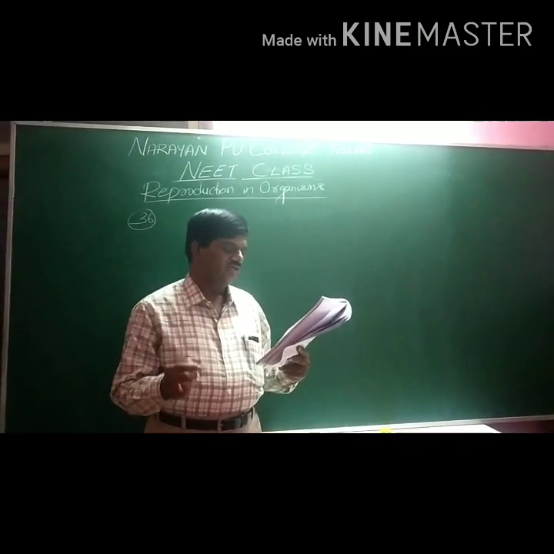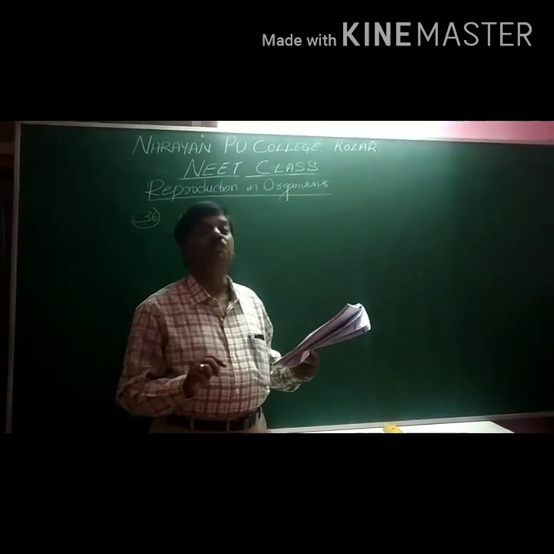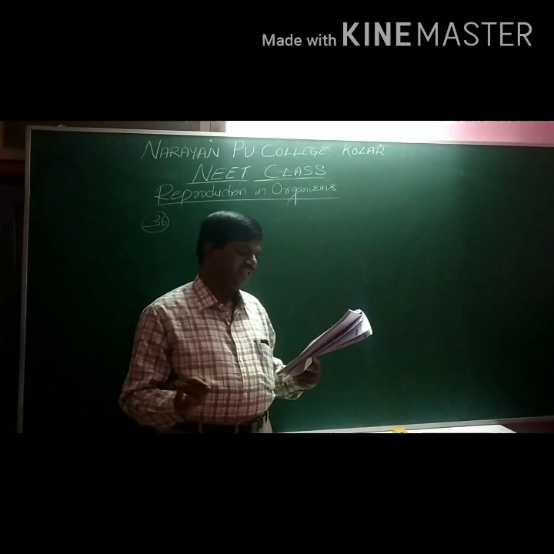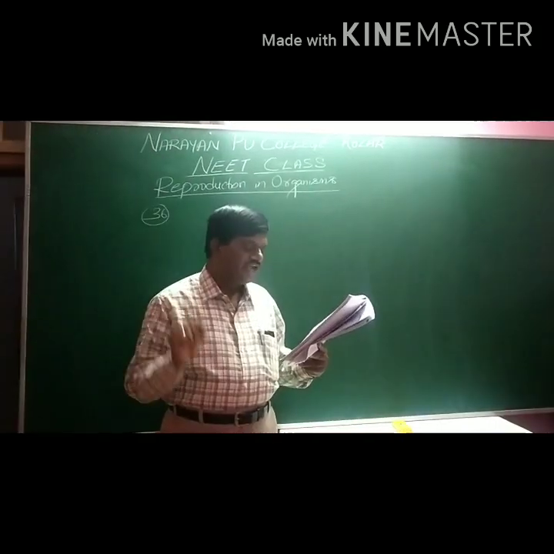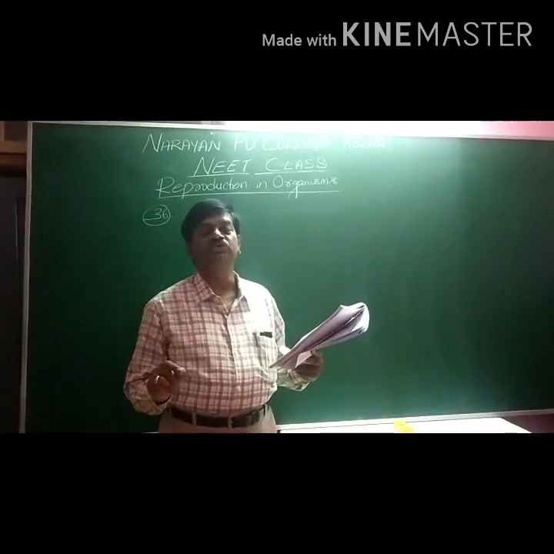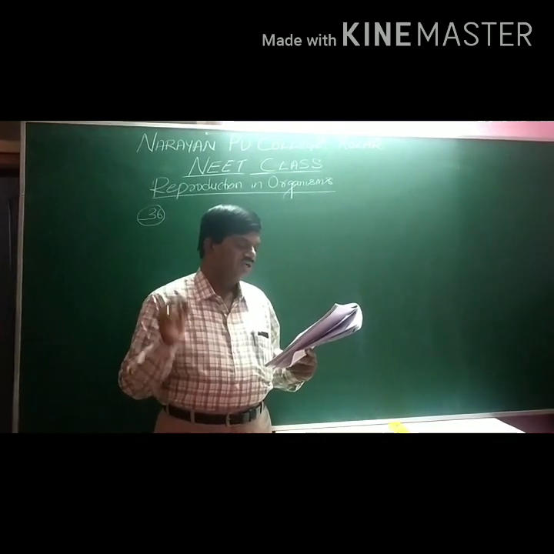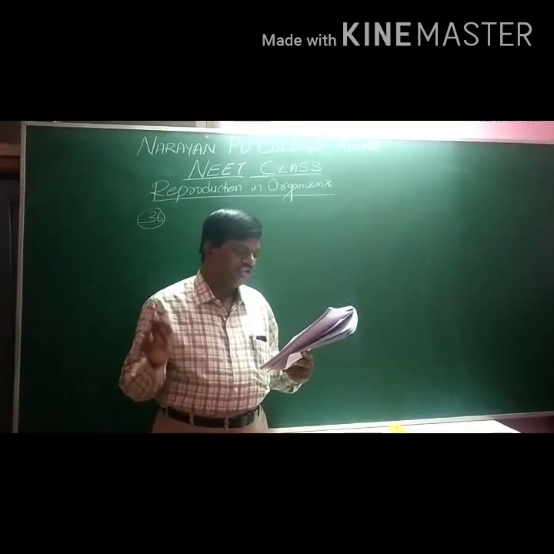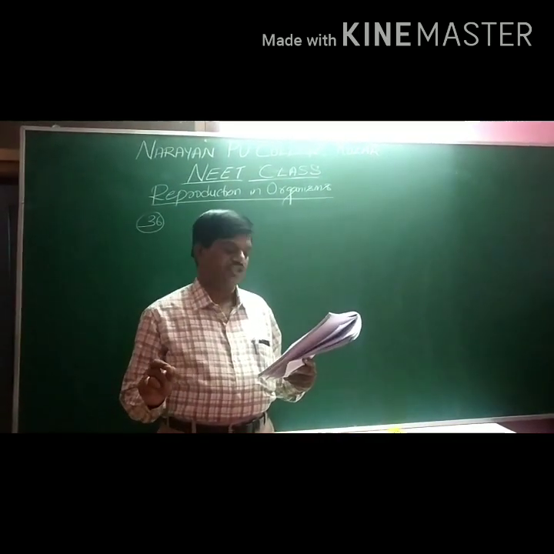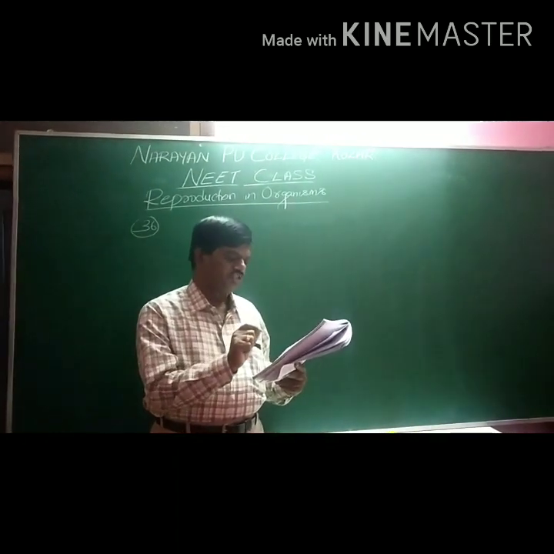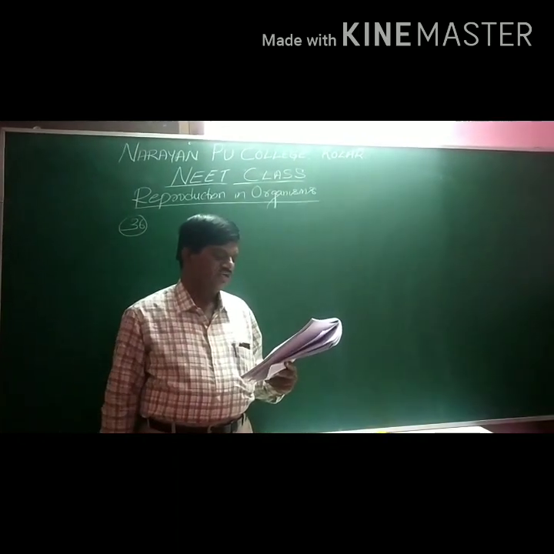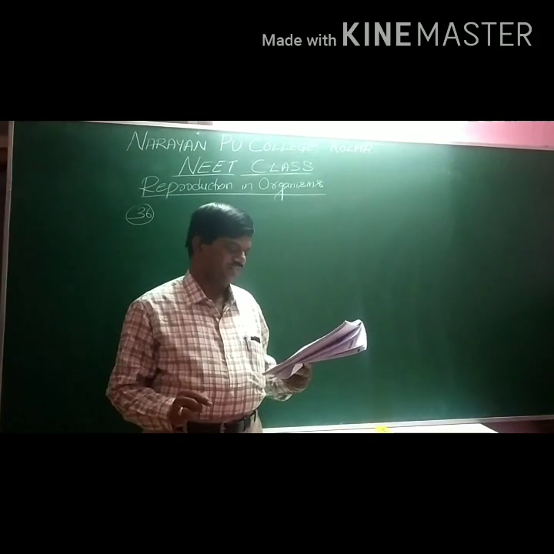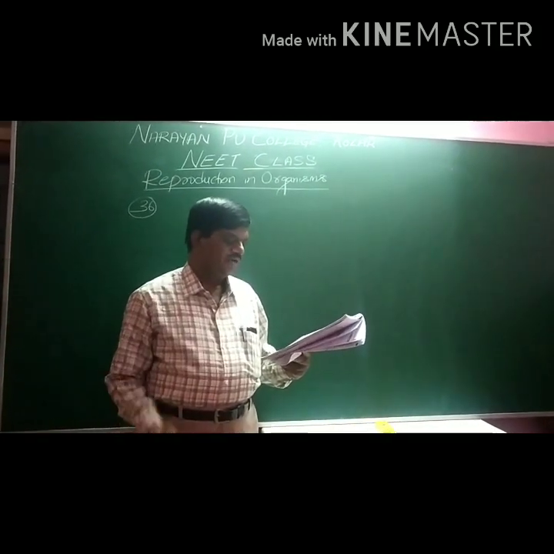The third one, monoecious plant with bisexual flowers, even this never matches here. Dioecious plant with bisexual flowers, even this is wrong. The right option is monoecious plant bearing unisexual flowers. This is the right answer for the 42nd question. Now we'll go for the next question.